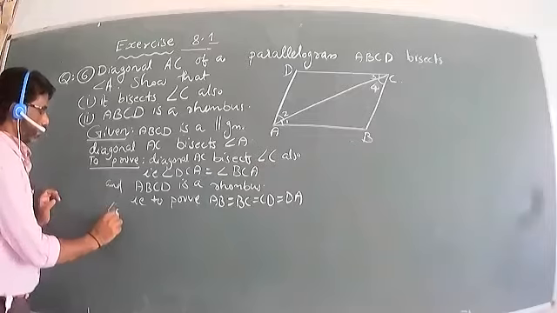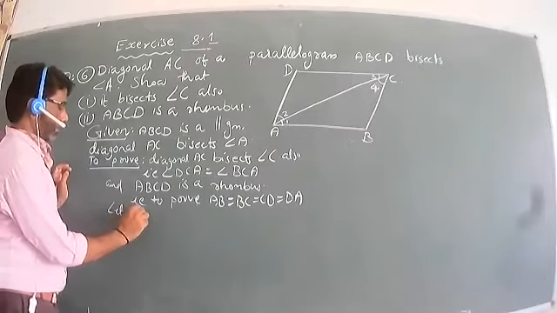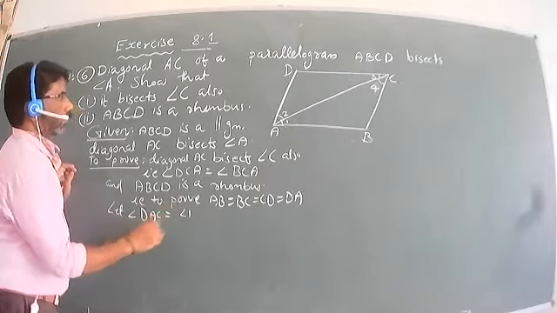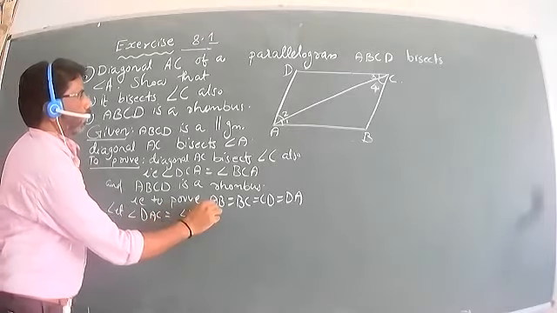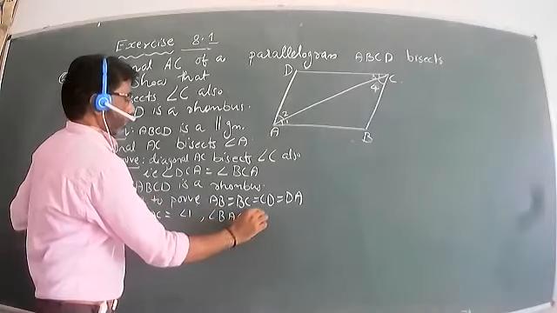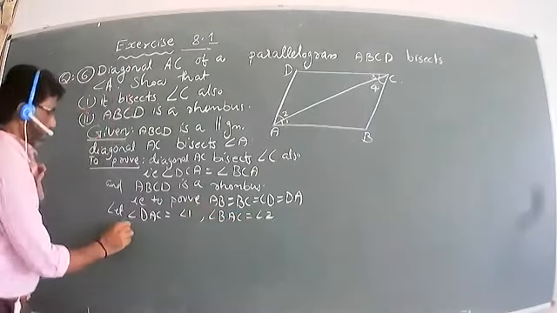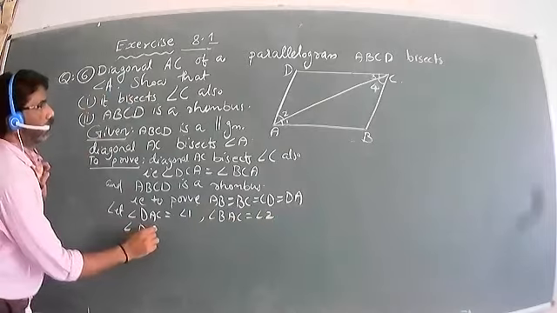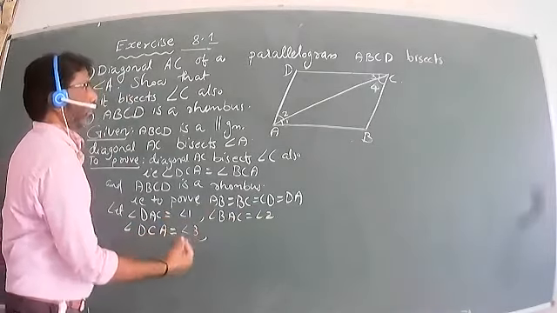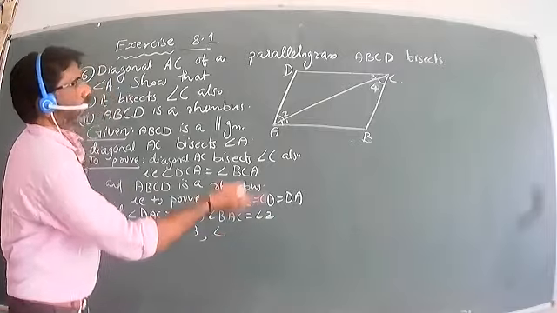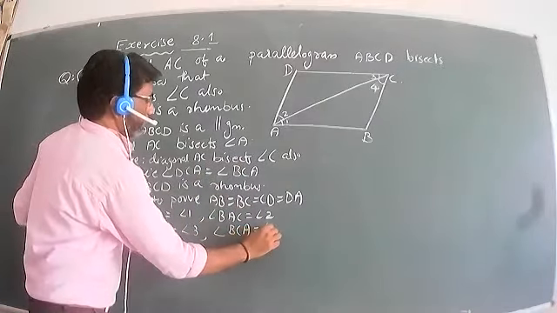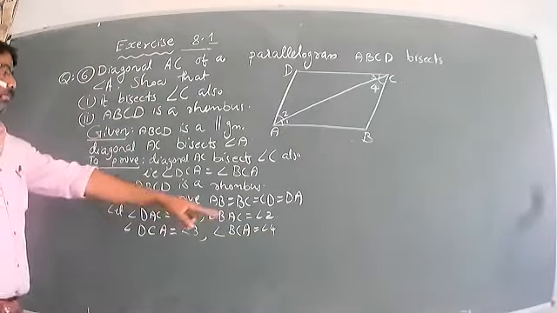Let angle DAC is equal to 1, angle BAC is equal to angle 2, angle DCA is equal to angle 3, angle BCA is equal to angle 4. That name I have given.